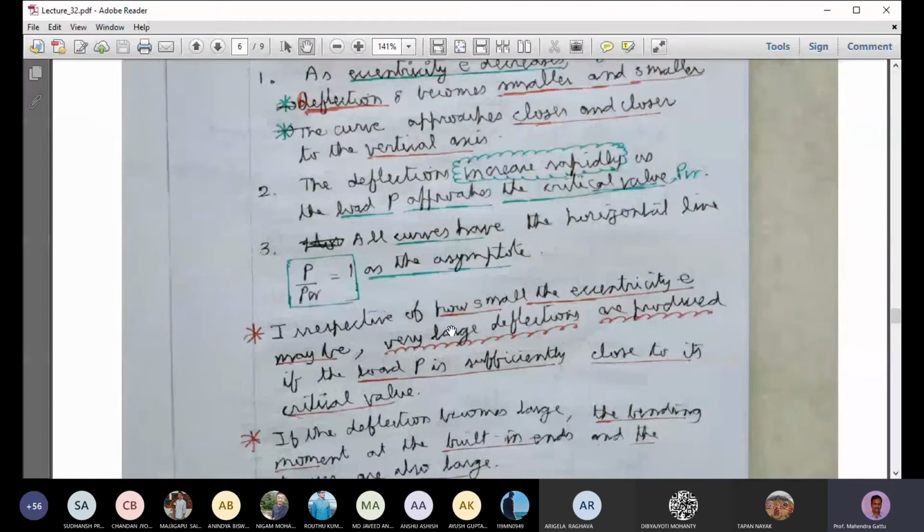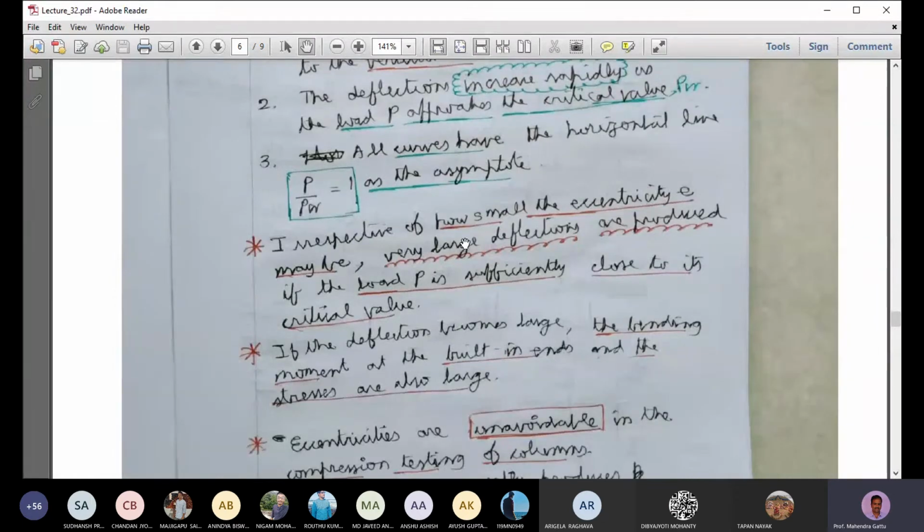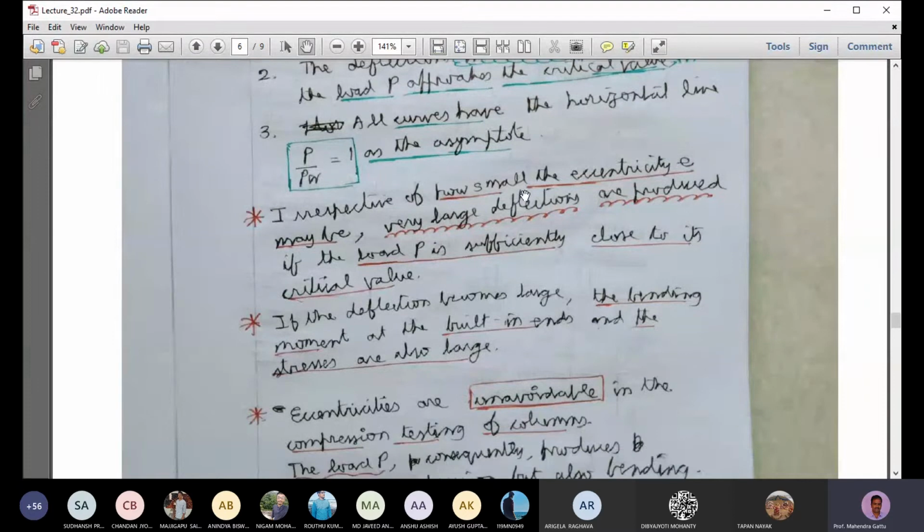And why is it important? People have done some experiments and they found similar results. So here is one more thing you can summarize. Irrespective of how small the eccentricity E may be, very, very large deflections are produced if the load P is sufficiently close to the critical value.